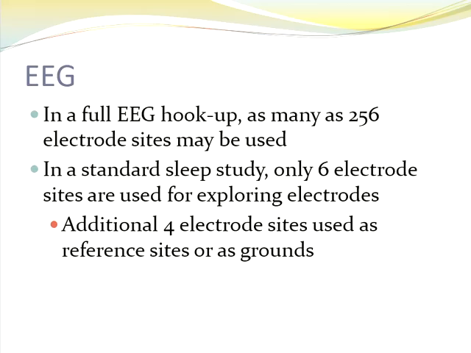That's a lot. So for sleep, though, we use a much abbreviated version. Only about 6 electrode sites are used for the scalp to pick up actual brain waves, and then we apply 4 additional ones as reference or ground electrodes. So they're the ones that the electrodes are referenced to, and they kind of go in an inactive area.